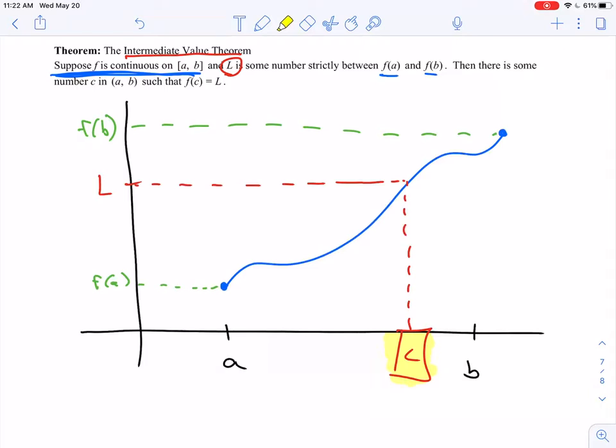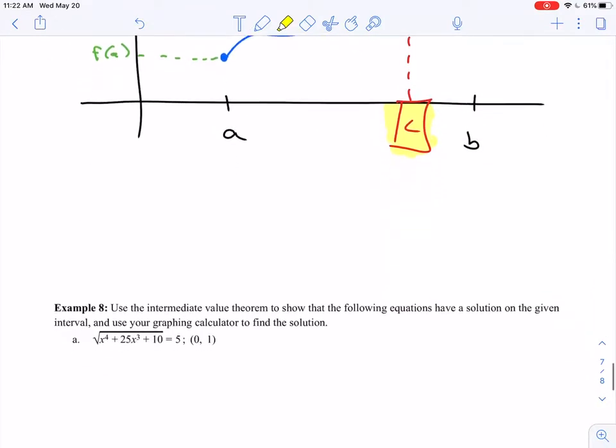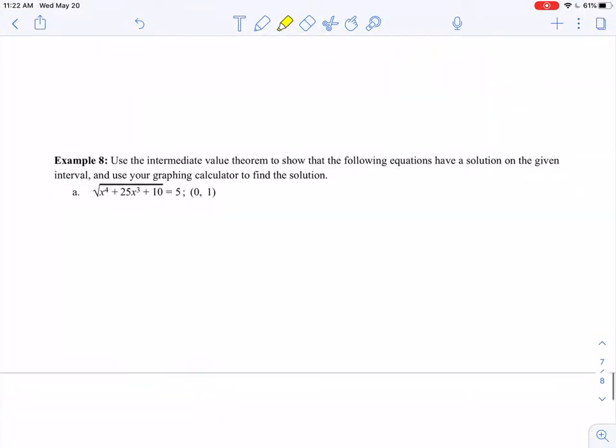So if I wanted to use the intermediate value theorem here, it says use the intermediate value theorem to show that the equation has a solution on the given interval, and then use your graphing calculator to find the solution.